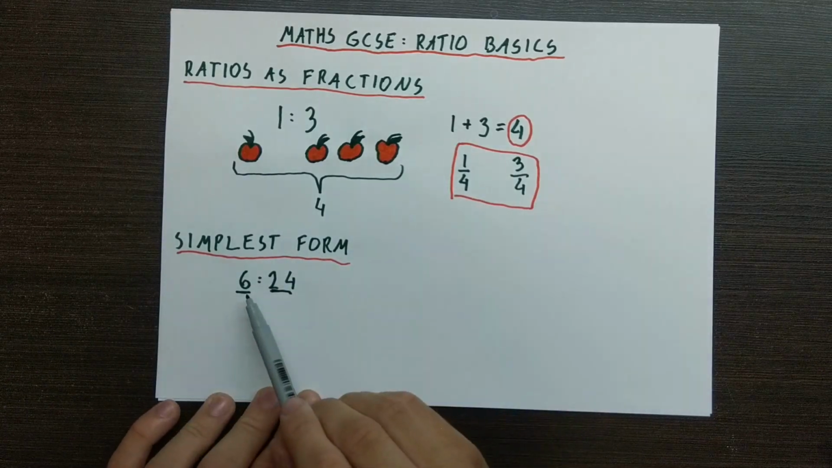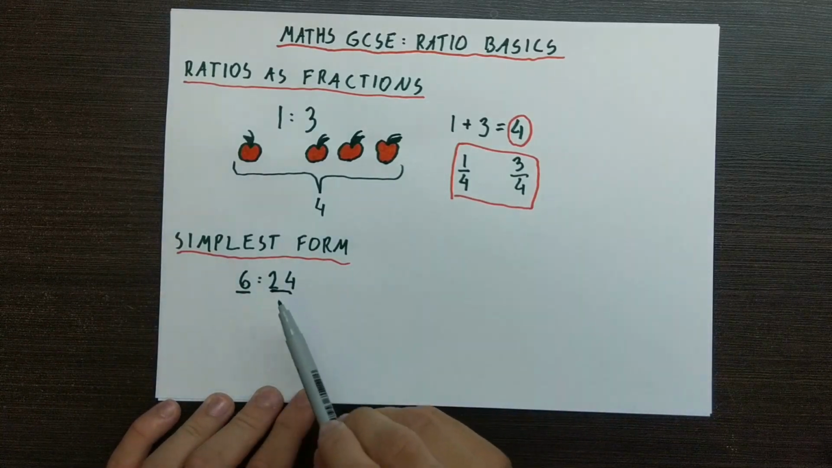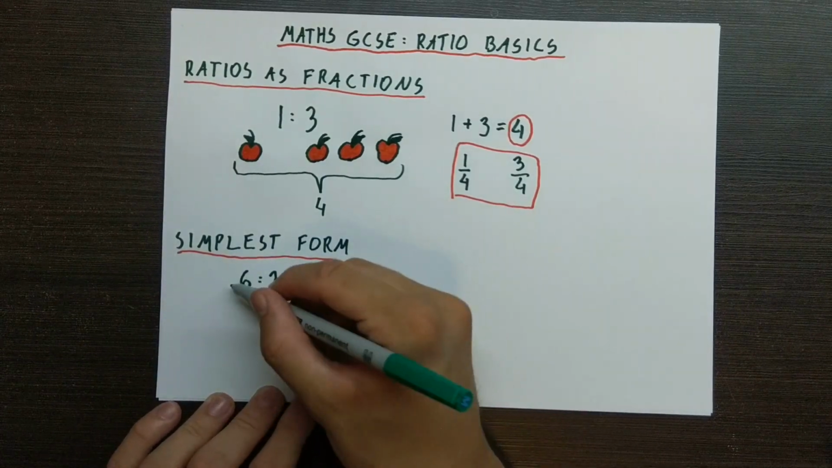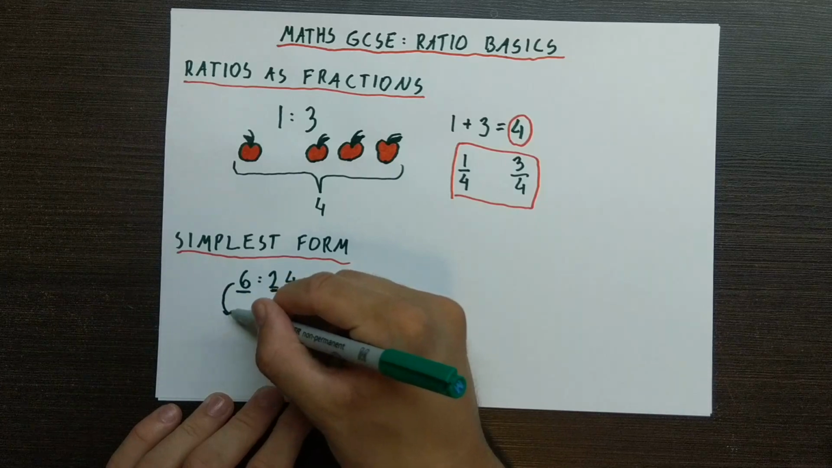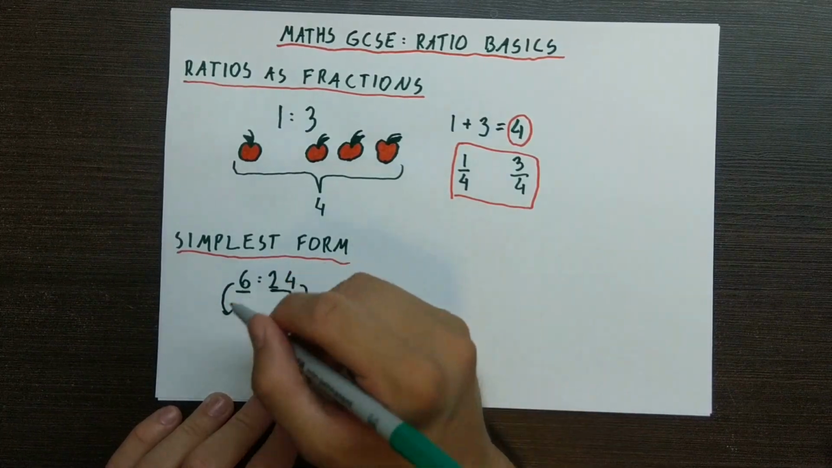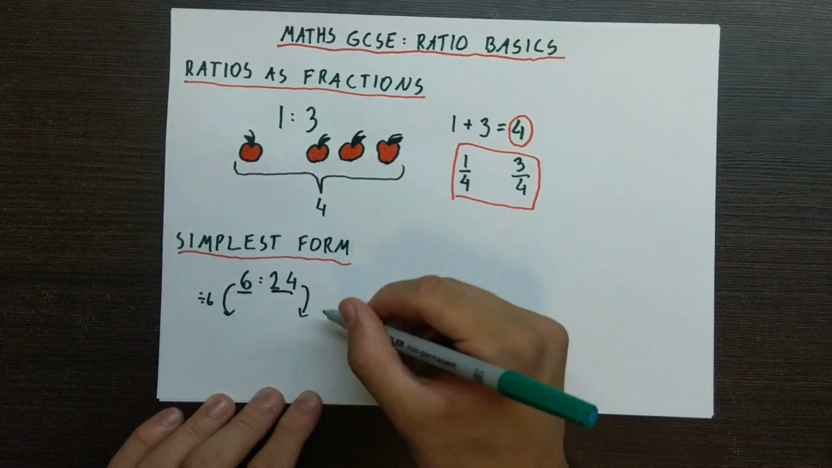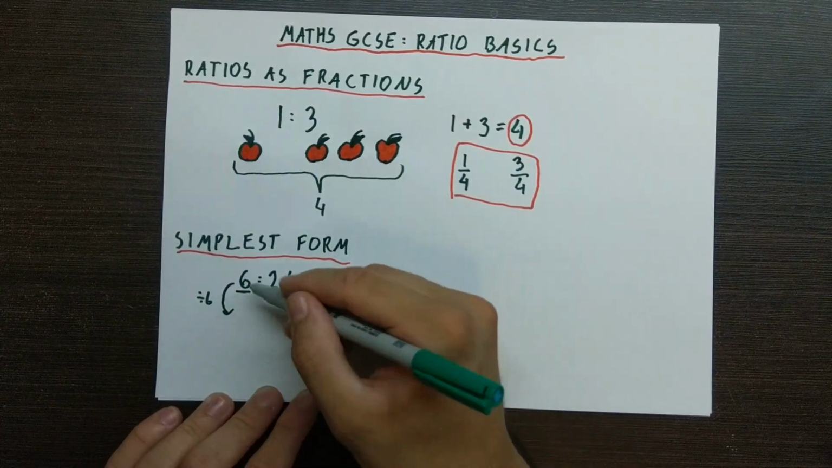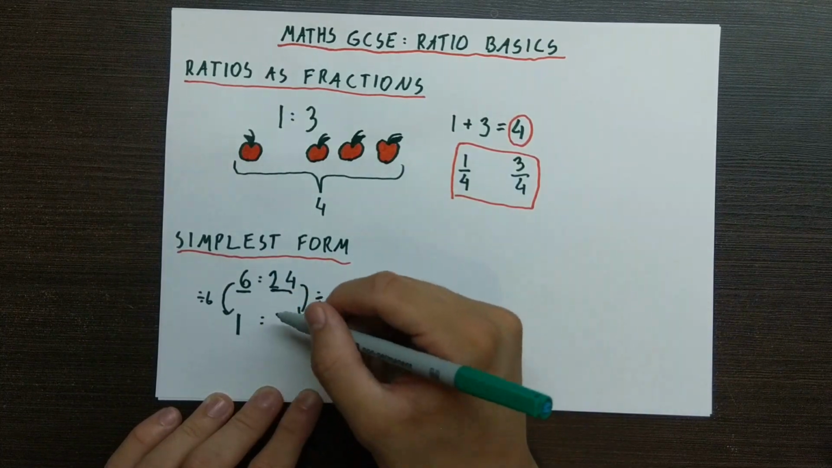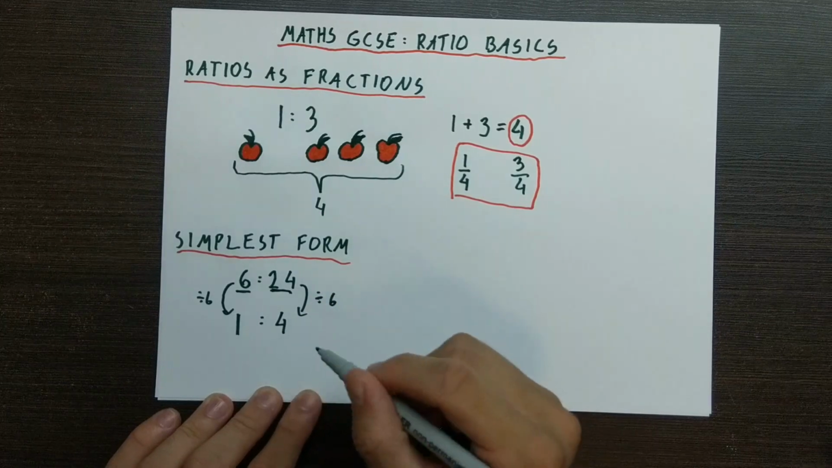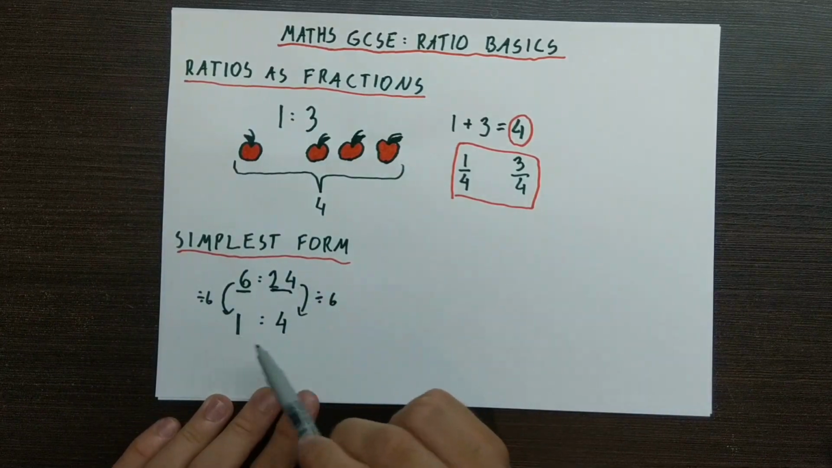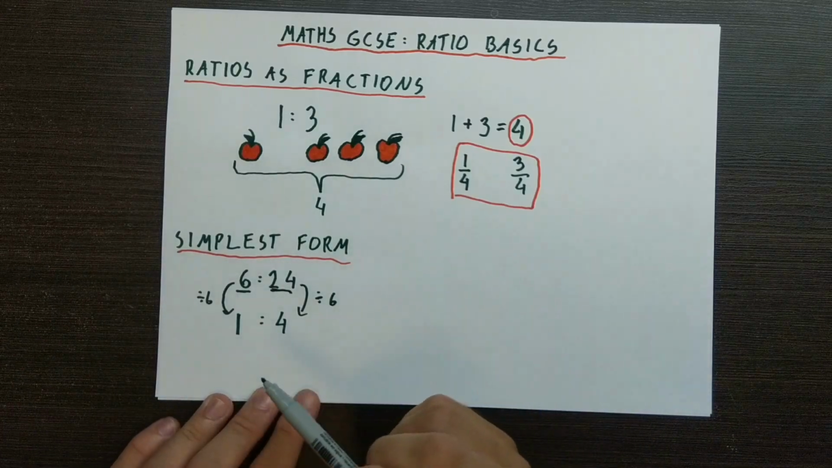So here we have a ratio of 6 to 24. What do we do with this? Well, we divide this side by 6, because we can divide both numbers by 6. So we divide this side by 6, and we divide this side by 6. And that gives us 1 to 4. And that's the simplest form of that ratio. It is the same ratio, but it's expressed in a much simpler way with much smaller numbers.